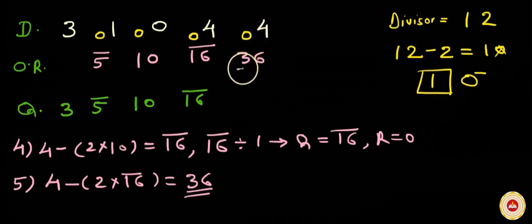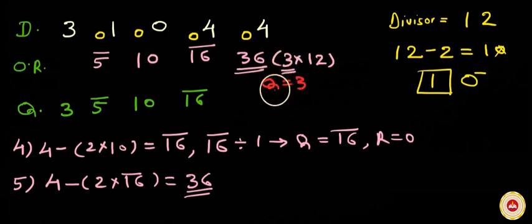So friends, see this 36. This 36 is 3 multiple of divisor 12. It means, friends, in this part we got the quotient 3. See, this multiple is the quotient. So the quotient is 3 in this part.